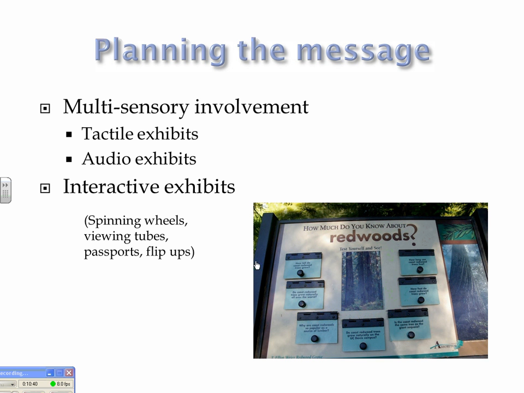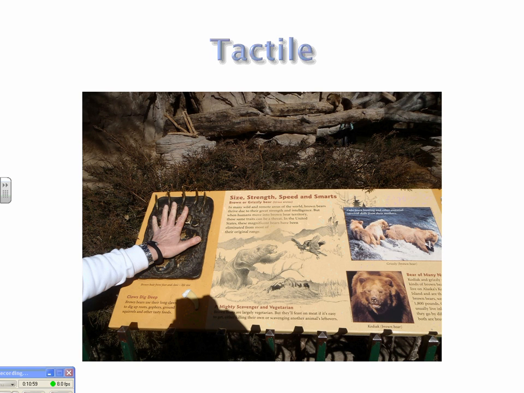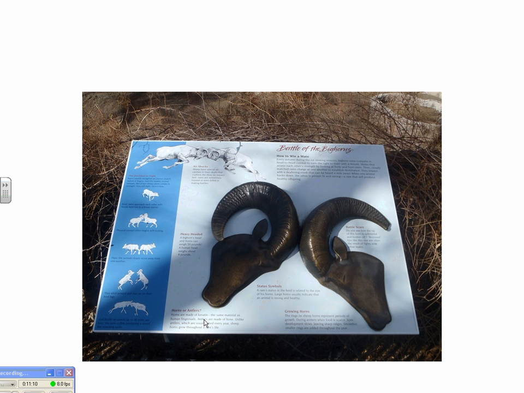Some suggestions are like flip ups. So these sheets right here have a question on the front. You lift the knob and the answer's behind them. Viewing tubes are really fun, where you can look through a tube and see something. A passport where you have to collect information from different signs as you go through the zoo. Those are all ways to create an interactive exhibit. Here's an example of one of the bears there at the Denver Zoo where you can reach out and measure your hand against its paw. Get an idea for the size.